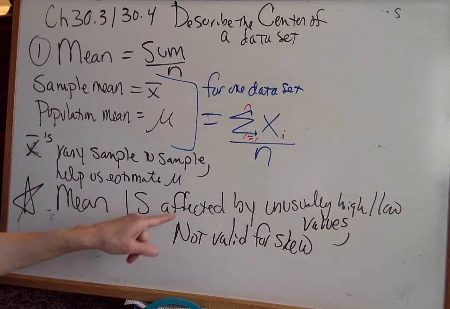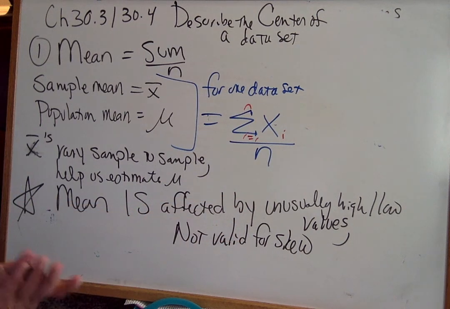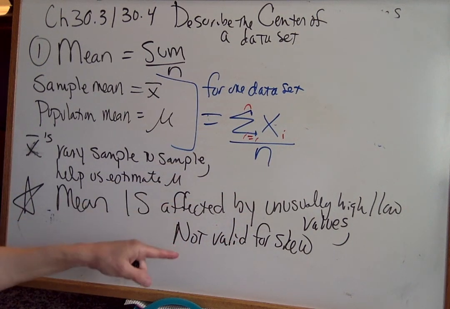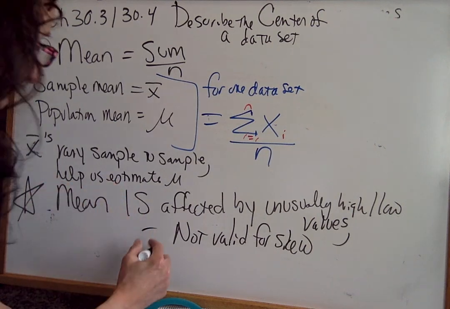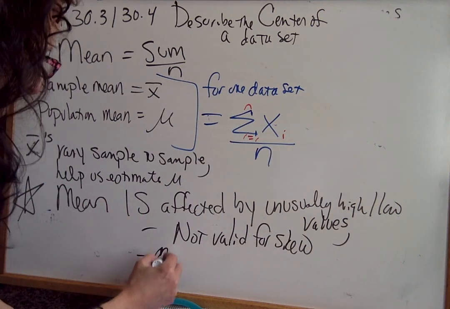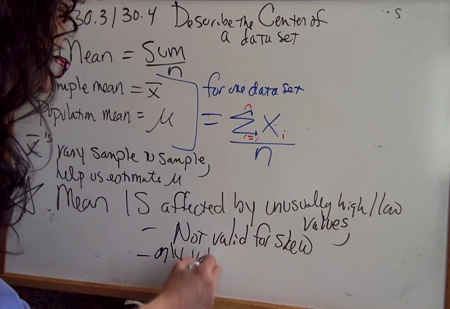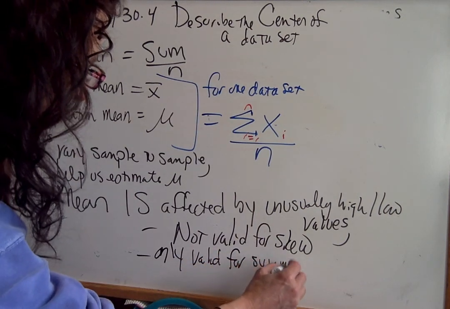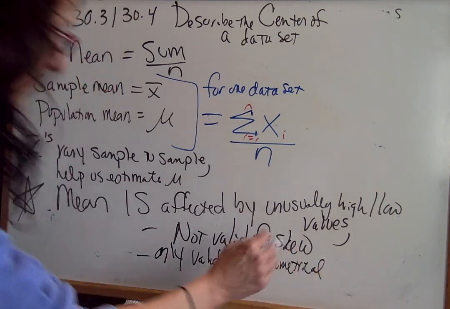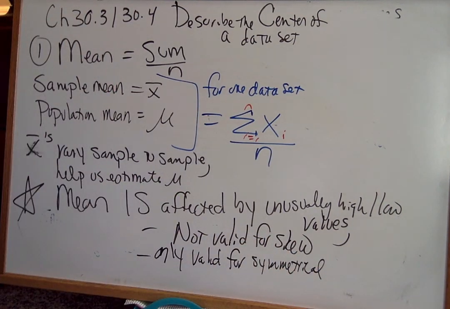The mean is affected by unusually high or low values. Let me say it a different way. The mean is not valid for skewed distributions. Say it one other way. The mean is only valid for symmetrical distributions. We'll talk a little bit more about that in a minute. But so the mean, it's very powerful, but it's limited.